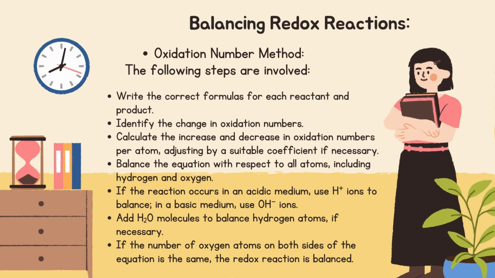Balance the equation with respect to all atoms, including hydrogen and oxygen. If the reaction occurs in an acidic medium, use H+ ions to balance. In a basic medium, use OH- ions. Add H2O molecules to balance hydrogen atoms if necessary. If the number of oxygen atoms on both sides of the equation is the same, the redox reaction is balanced.